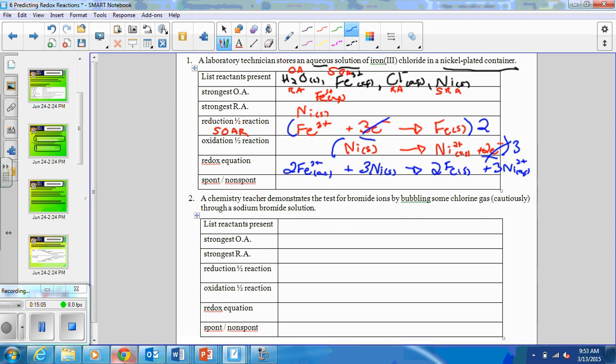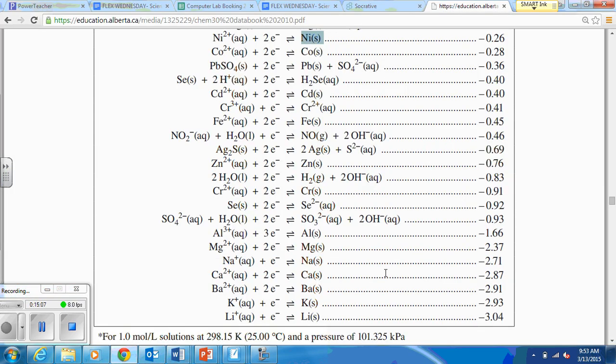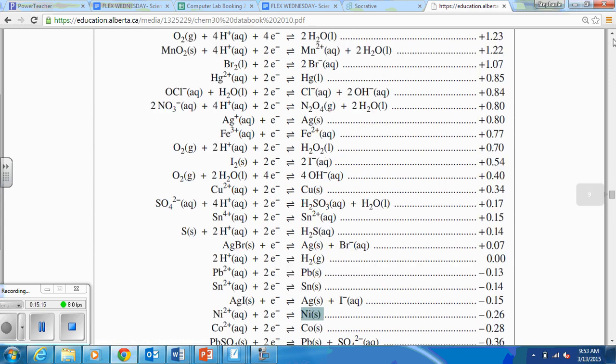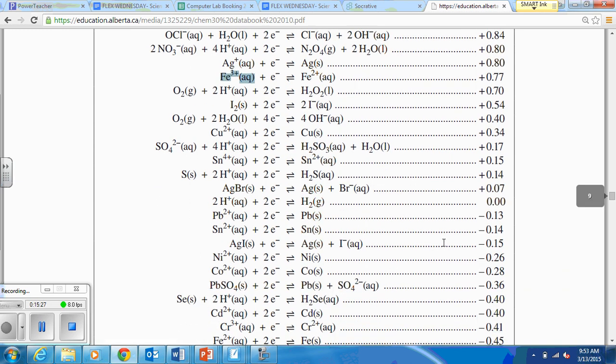Now we predict the spontaneity. So go back to page 7. Here's my nickel. Okay, where's my iron 3? So let's see here. Here's iron 3. And here is solid nickel. So in this case, because my OA is higher than my RA, it is going to be spontaneous.